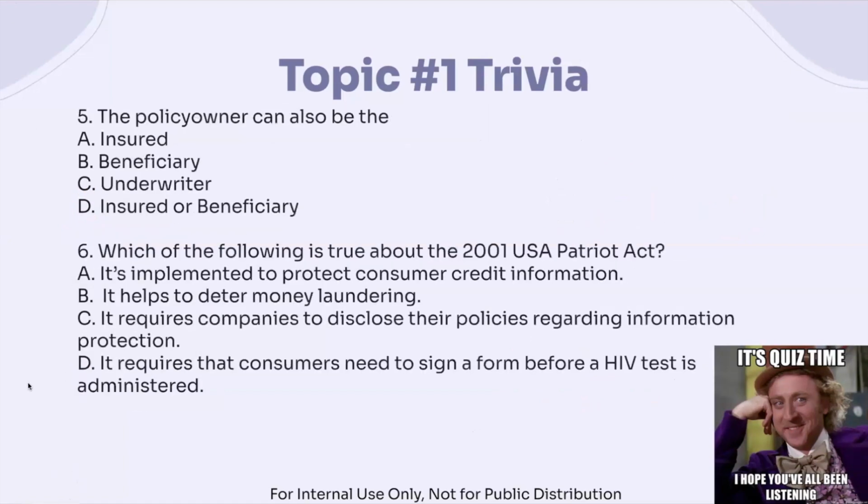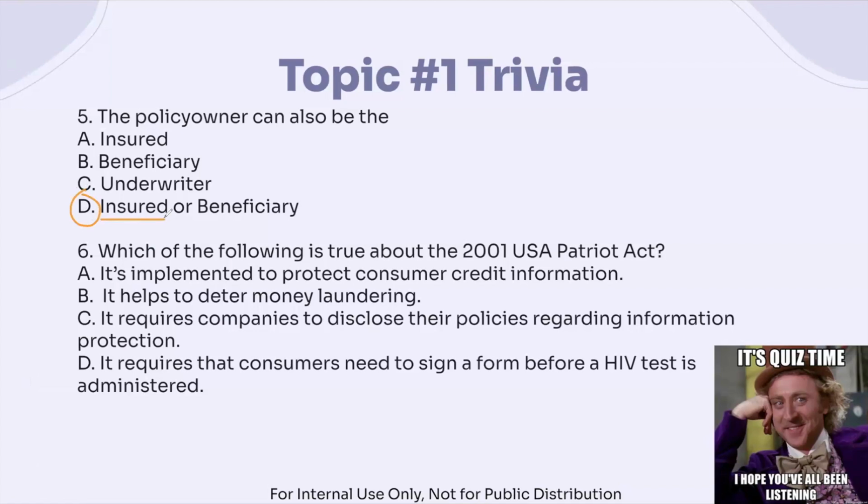All right, let's go through number 5 and 6 now, and then we'll go over them shortly. All right, so for number 5, the policy owner can also be what? Well, the answer for this one is D, and it's a little bit tricky. Now we should know that the policy owner can also be the insured. We talked about that. You can purchase insurance on yourself, so you can be the one paying premiums and the one being insured.